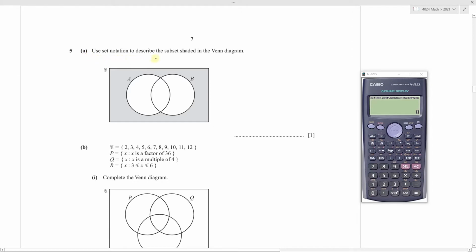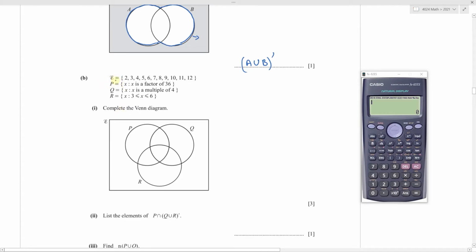Question number 5, part A. Use set notation to describe the subset shaded in the Venn diagram. So the shaded region is this one, which is outside both A and B. If you look at this region, this is the boundary, and everything outside this blue boundary is shaded. So everything inside this boundary is represented by A union B, because this is everything inside of A and inside of B. And then the shaded region is outside, so you will take the complement of this. So A union B whole complement is representing this shaded region here.